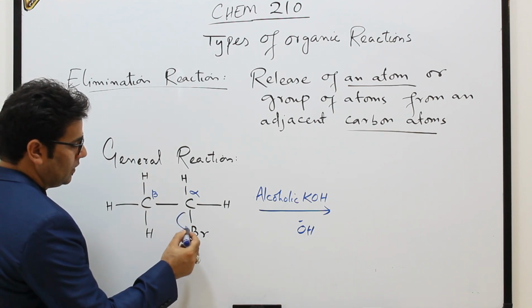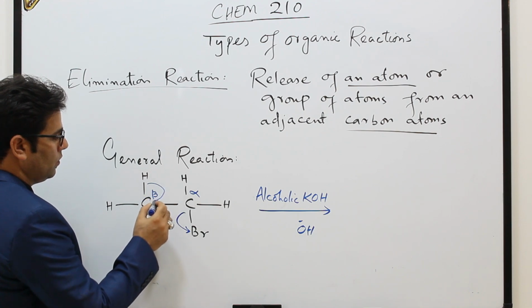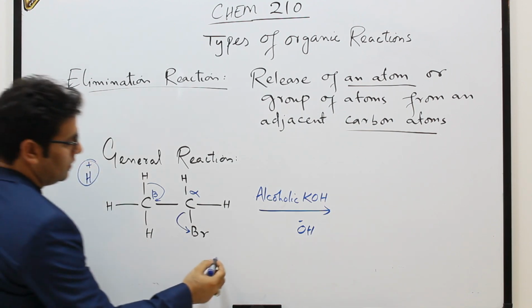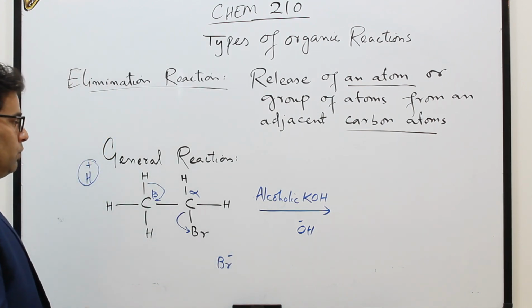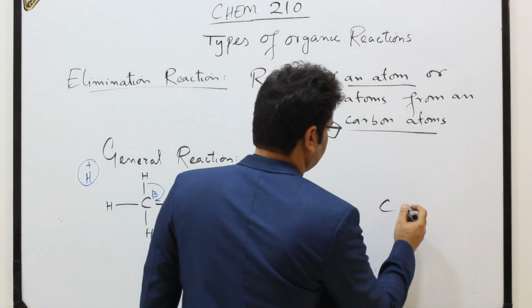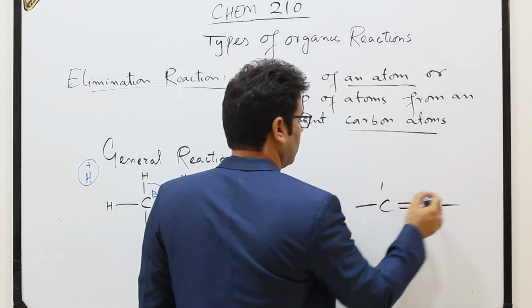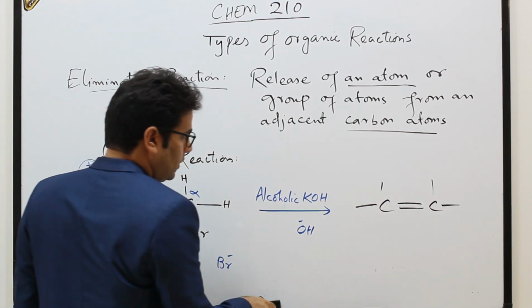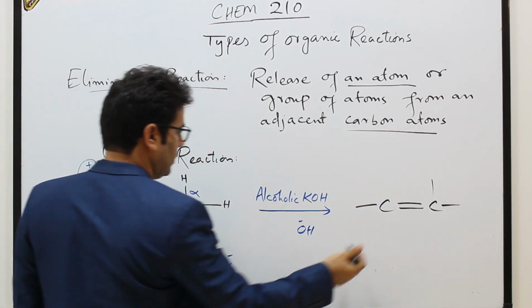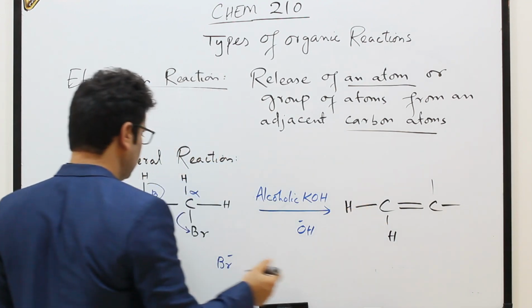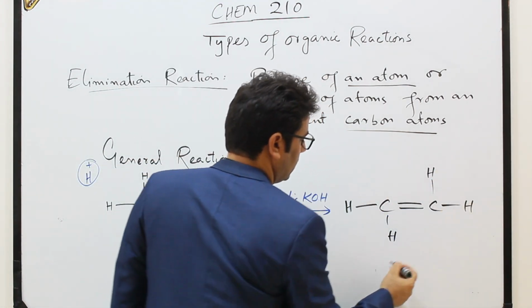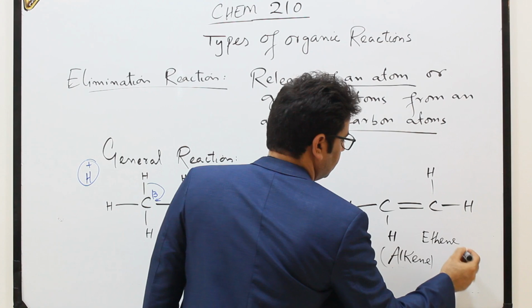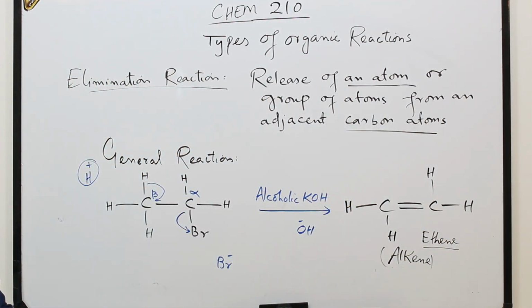So the mechanism will be like this. It will go here and this will go here. This hydrogen will come out as H positive, and this bromine will come out as bromine minus. So what will be the result? Now this bromine is removed, and this hydrogen is removed, and we have hydrogens here. This is an alkene. We can say this is ethene. This is a general reaction and a simple molecule.